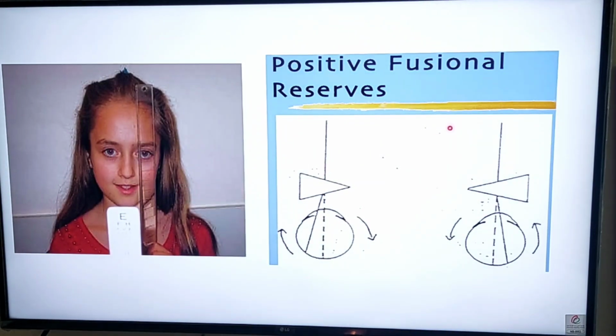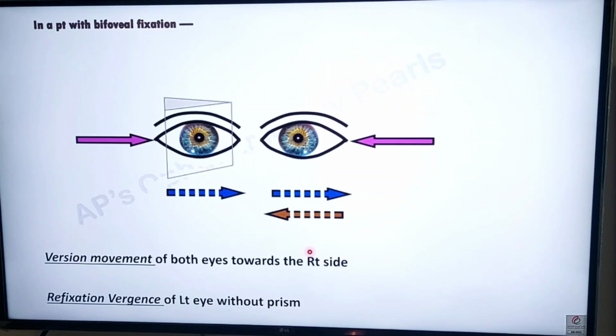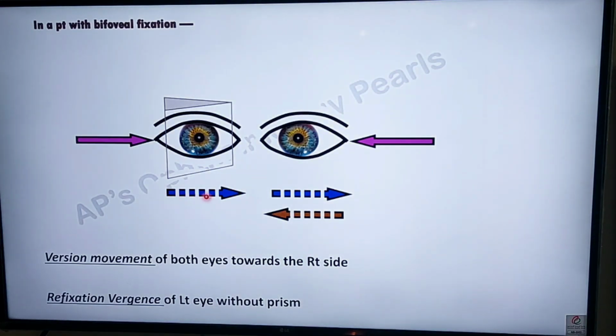If you consider this picture, as the light moves a bit temporal to the fovea, the eyes would converge, so they would move towards the left. Now by Hering's law, your left eye would also move towards the left. But as I've said, this is bifoveal fixation, so it has to regain its fixation, the fovea simulator. So what will happen? The eye would move again towards the right.